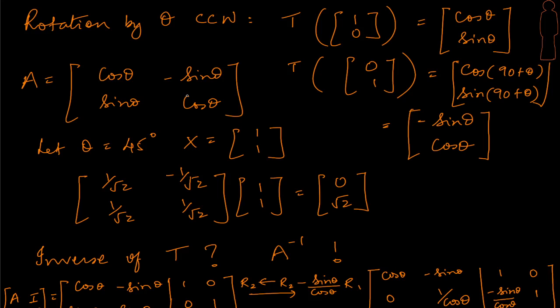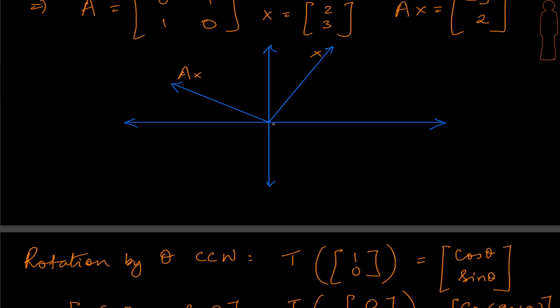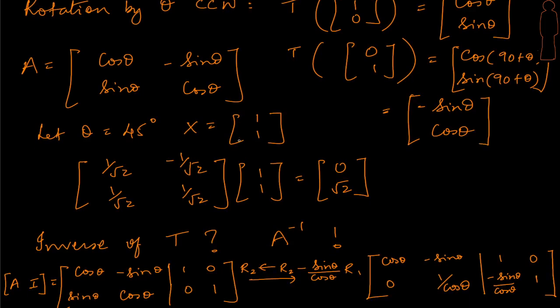Let's verify if what we have got is true. Let's assume that we want to rotate the 1 1 vector by 45 degrees. Think of the 1 1 vector, which we know is at an angle of 45 degrees. We want to rotate it by 45 degrees counterclockwise. So we know what's going to happen. It is going to merge onto the y-axis, which means in effect it will be at 90 degrees to the x-axis. Let's see what happens.